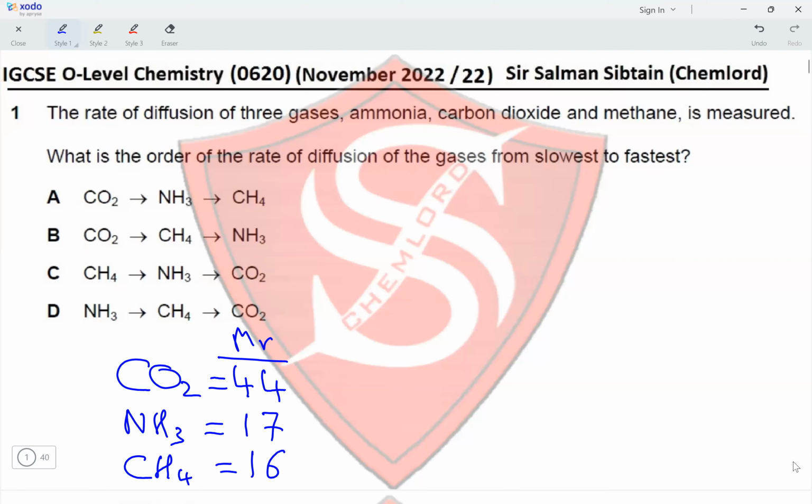So the one to diffuse the slowest would be the one with the highest Mr, which would be carbon dioxide. This eliminates options C and D. The next would be the one with the second highest Mr, which would be ammonia and not methane. This eliminates option B. And the one to diffuse the fastest would be methane with the lowest Mr, making option A the correct option for this question.